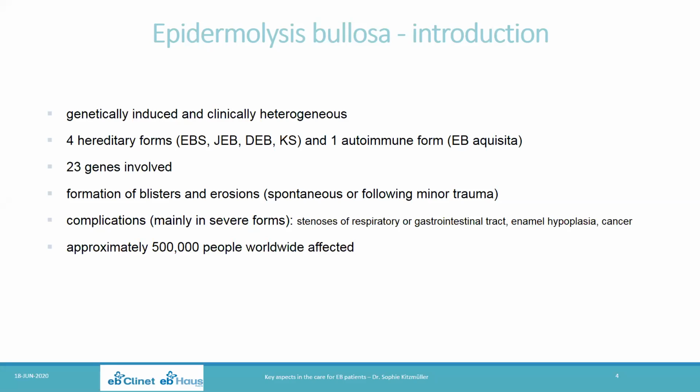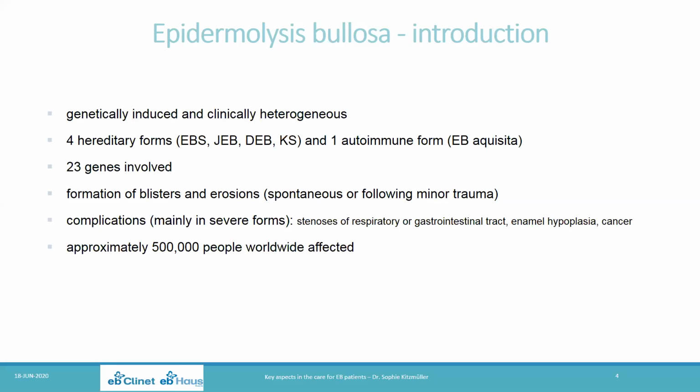There are 4 hereditary forms, which are EB simplex, junctional EB, dystrophic EB, and Kindler syndrome, and also one autoimmune form, which can arise later in life, which is called EB acquisita, which is caused by autoantibodies directed against proteins in the skin. But I will not go into the autoimmune forms today. I will mainly focus, or only focus, on the 4 hereditary forms.